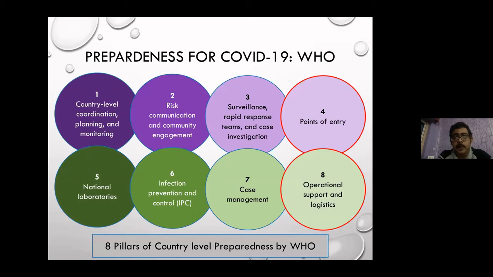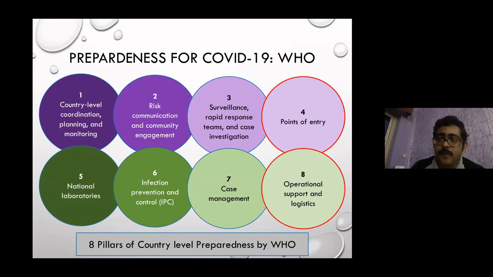Now, WHO, the World Health Organization, gave eight pillars of country level preparedness way back in January. If you go through just the headings of the preparedness, you will find that most of the preparedness has been lacking in countries, including the developed ones. The first one was country level coordination, which was well managed by most of the countries. The risk communication and community engagement was also a bit okay. Surveillance and rapid response teams were formed by most of the state governments and monitored by the central government.